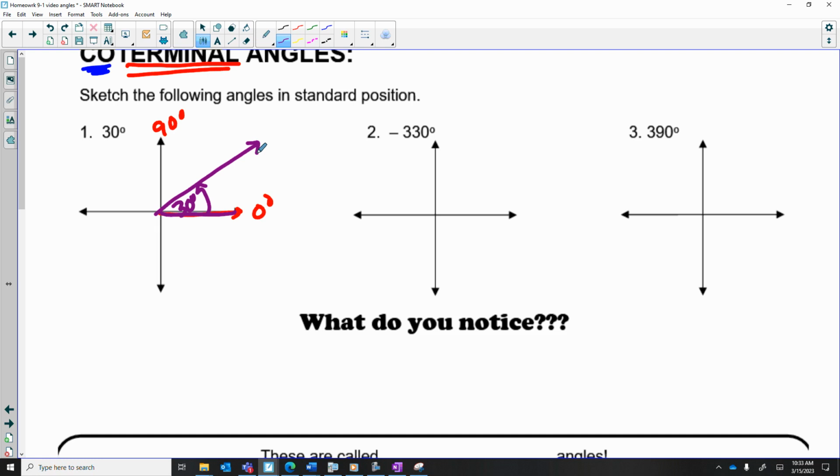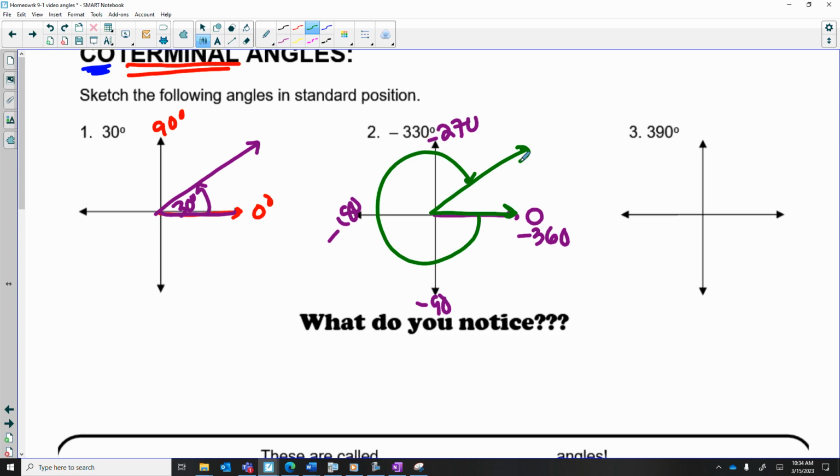Negative 330 is going to go the opposite direction. So remember, this is 0, this is negative 90, negative 180, negative 270, negative 360. So negative 330 is going to start here, but it's going to go down to the right, aka clockwise, and it's going to land, boom, also in quadrant 1. So notice that 30 is in quadrant 1 and negative 330 is also lying or terminating in quadrant 1.